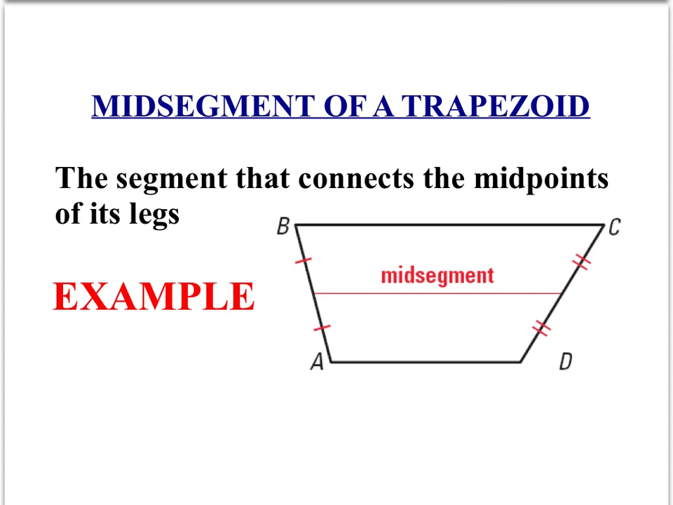So we've talked about the mid-segment of a triangle. Now let's talk about the mid-segment of a trapezoid. The mid-segment of a trapezoid is a segment that connects the midpoints of its legs. So this red line here is the mid-segment, and these 2 points here are the midpoints of each leg.